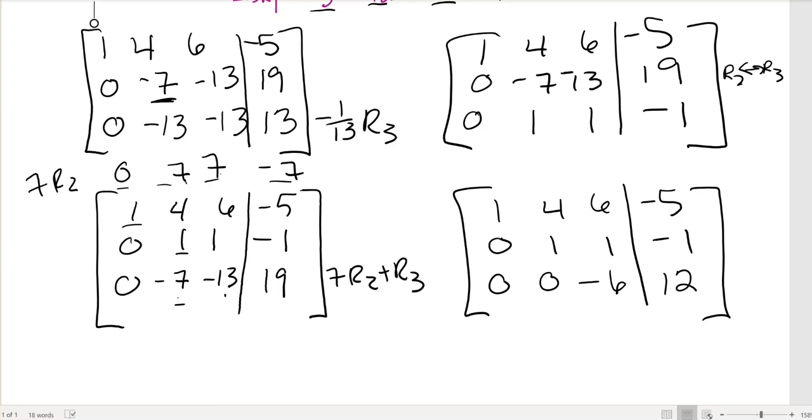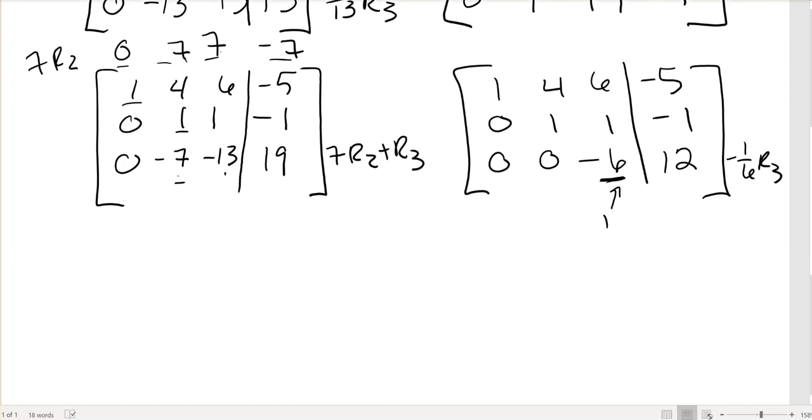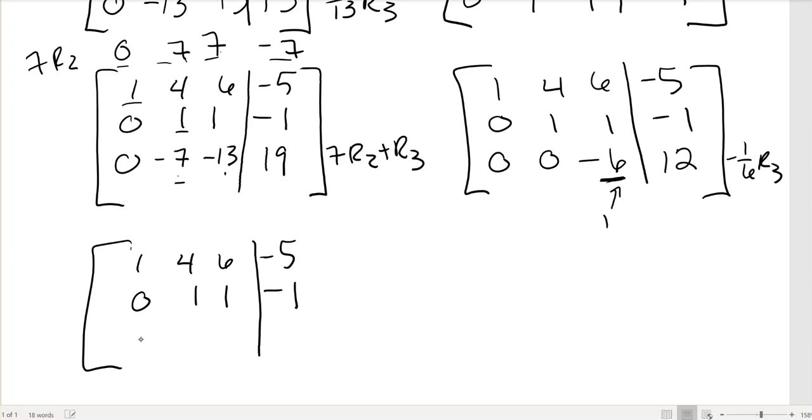Okay. So for Gaussian, my final thing I need to do is make this third row, third column into a 1. I always get 1s by dividing, I get 0s by adding. So here I want to do negative 1 over 6 times R3. So I keep my 1, 4, 6, negative 5. I keep the 0, 1, 1, negative 1. Now I have 0, 0, 1, negative 2.